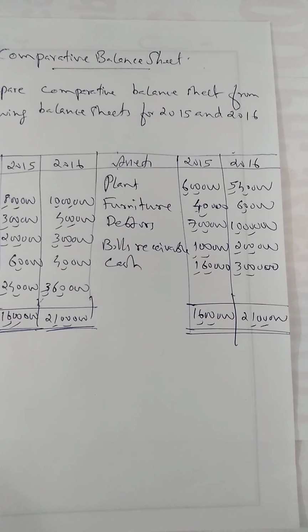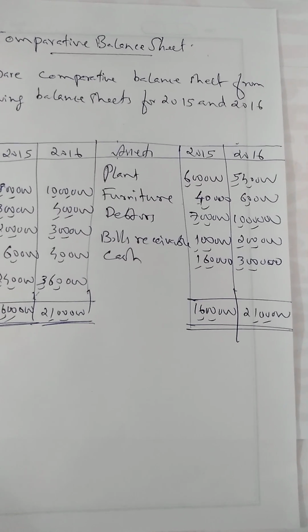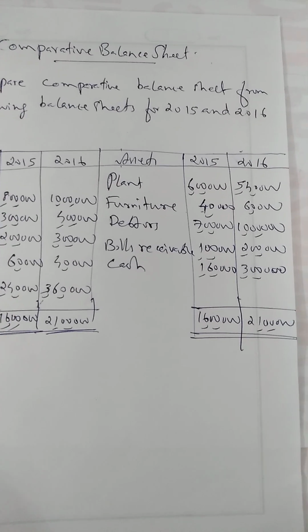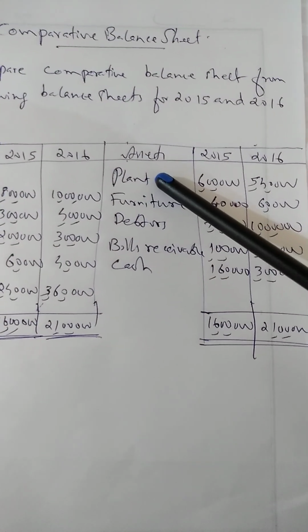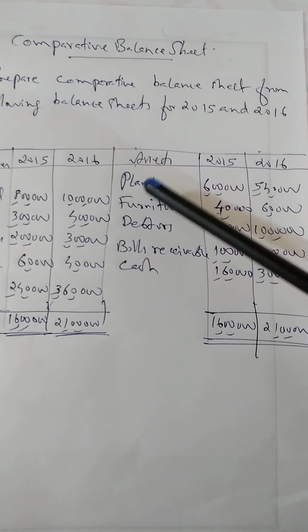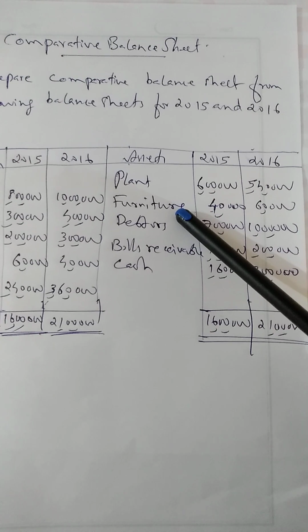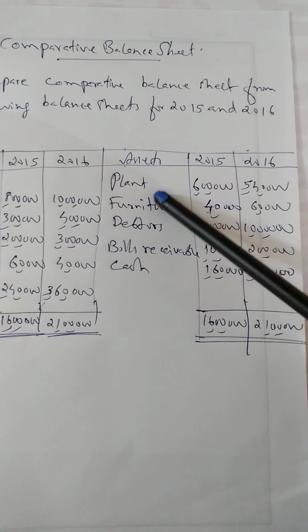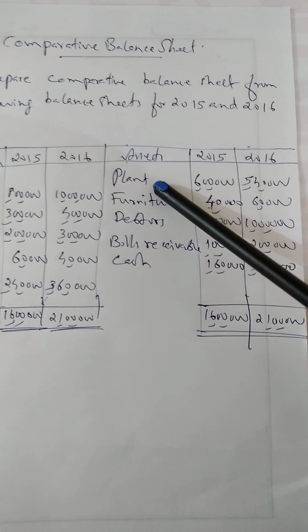Assets which are used for several years, for a large number of years, can be called fixed assets. Here we can see plant. Plant means the items contained in the factory. And furniture. These two items can be used for several years. So these are called fixed assets.